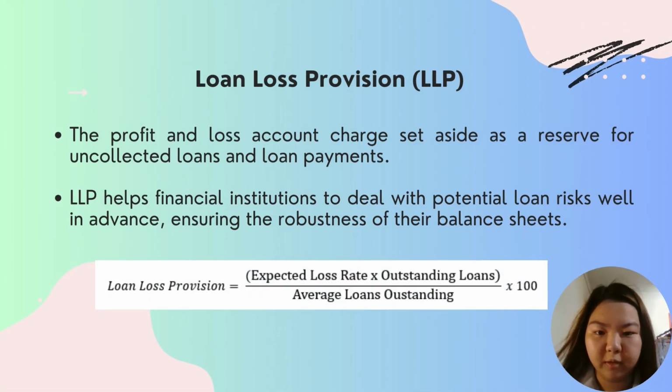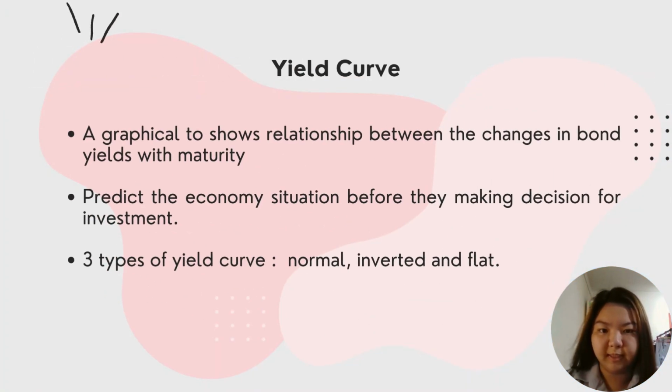Next is the loan loss provision. Loan loss provision, LLP, refers to the profit and loss account charge set aside as a reserve for uncollected loans and loan payments. The advantage of the LLP is that it helps financial institutions deal with potential loan risk well in advance, ensuring the robustness of their balance sheets. The loan loss provision ratio is calculated using the expected loss rate times outstanding loans, divided by average loans outstanding, then times 100.